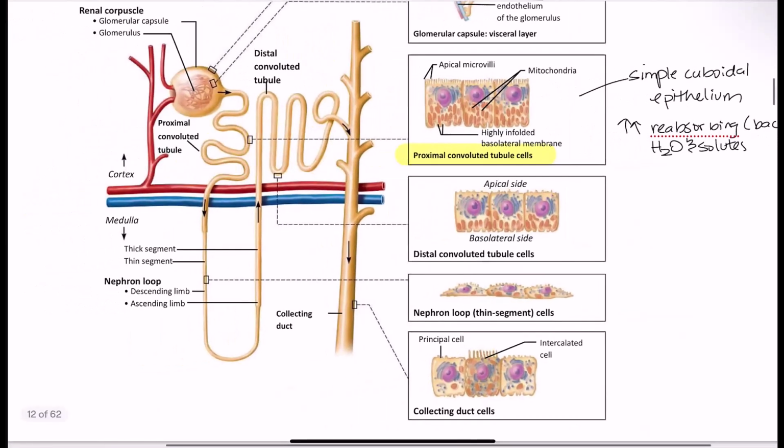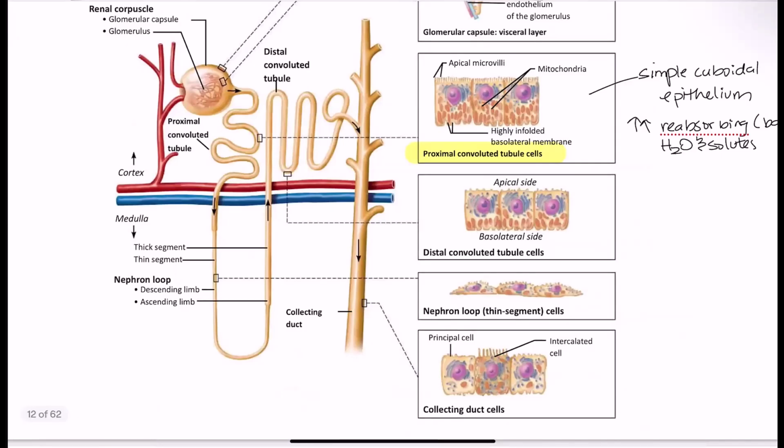The nephron loop is composed of a thick segment and a thin segment. The thin segment is simple squamous epithelium and the thick is more cuboidal in its shape. But the DCT, the distal convoluted tubule, is much like the PCT, still simple cuboidal epithelium, but it lacks most microvilli, which means we don't need all that surface area because there's less reabsorption that happens here.